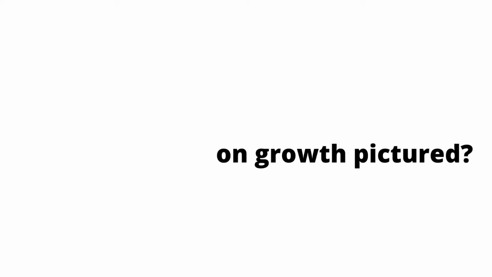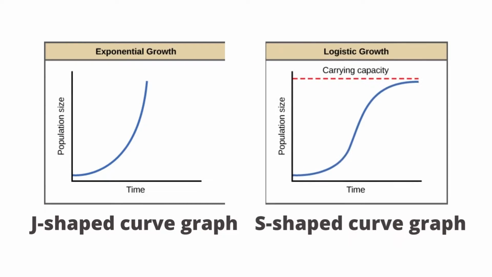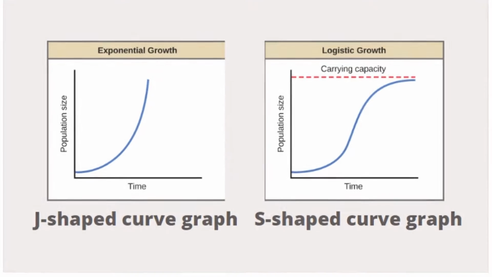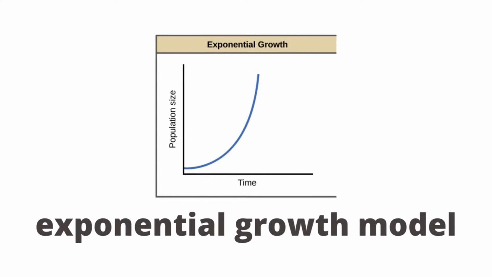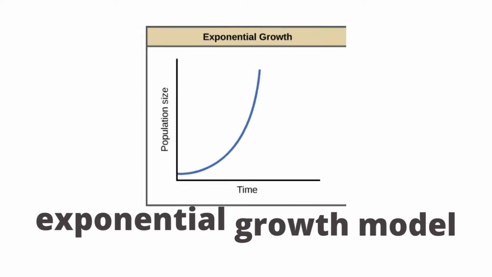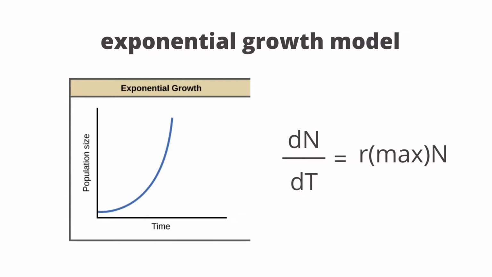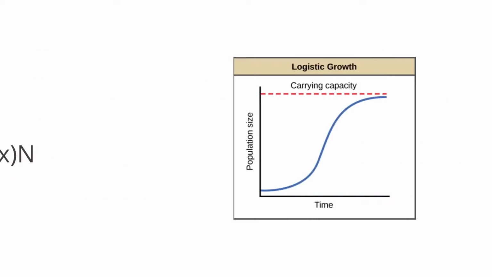But how is population growth pictured? We can look at this in two ways: the J-shaped or the S-shaped curve graph. These graphs were adapted from the Lotka-Volterra equation. The J-shaped curve is what we call the exponential growth model derived through this equation. What this graph tells us is that there is continuous growth in the population.